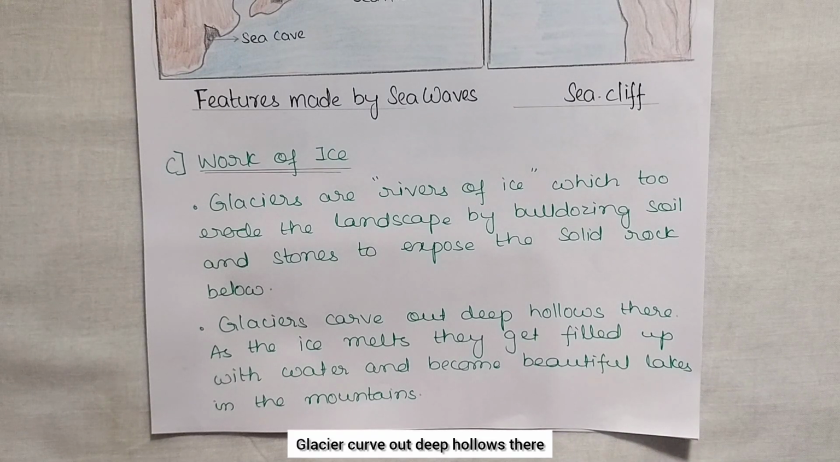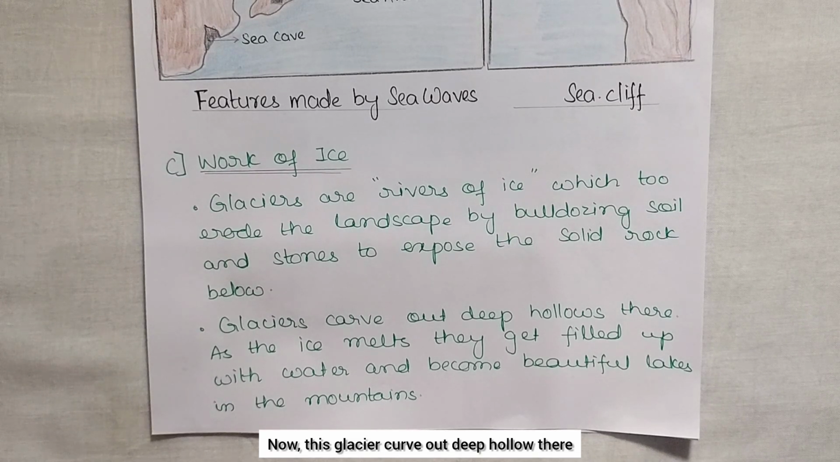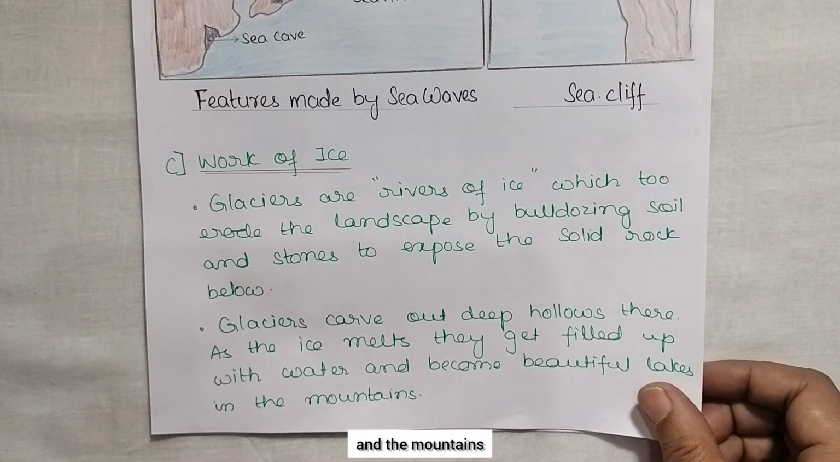Glaciers carve out deep hollows, and as the ice melts, they get filled up with water and become beautiful lakes in the mountains. So in this way the lakes in the mountains are formed. These glaciers carve out deep hollows, and as the ice melts, what happened? They get filled with water and become beautiful lakes in the mountains.